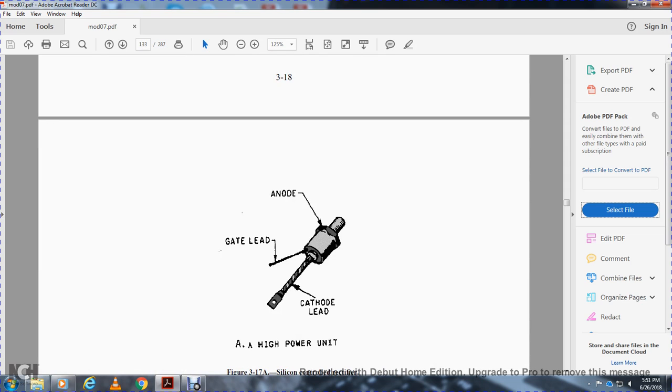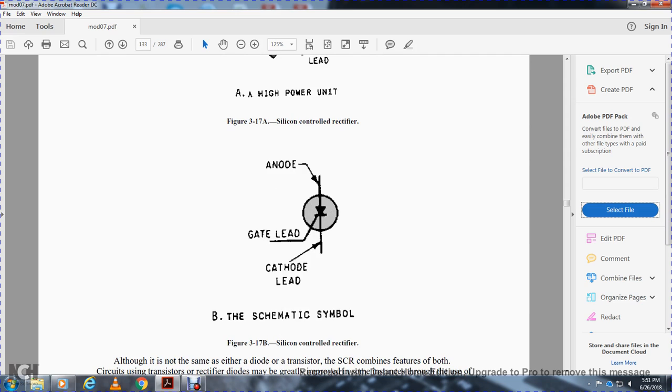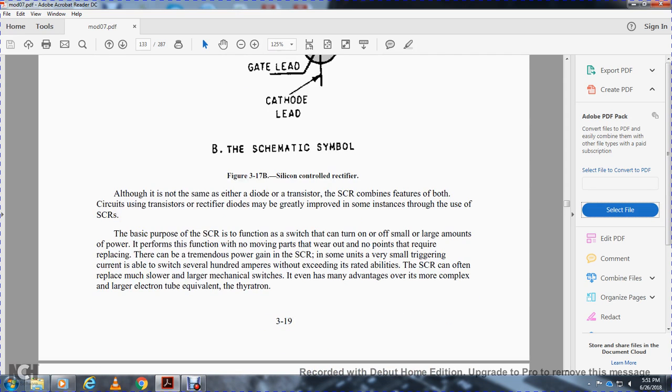Show the high power unit with the gate lead, the cathode lead, and the anode. Your silicon controlled rectifier with the schematic drawing: the anode, the gate lead, and the cathode lead. Although this is not the same as either the diode or the transistor, the silicon controlled rectifier combined with the feedback feature of the transistor circuit, the rectifier may be greatly improved with the use of the silicon controlled rectifier.